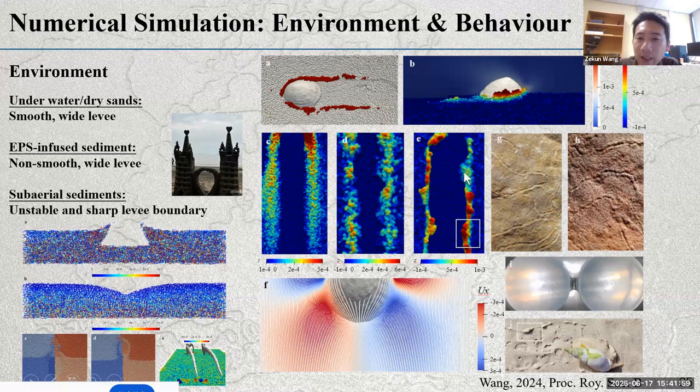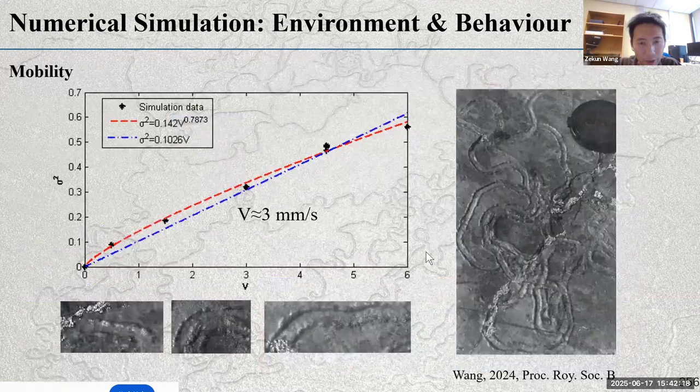But if it is formed in a subaerial environment on wet sands, as you can see, there is a very sharp, even concave morphology of these levees, and it has high relief. So we can test the environments and test, for example, the moving speed of the trace makers, or different depths, and see how they affect the results. And with these results, we can do some analysis. For example, we can establish a scaling law between the variance of the levee width and the moving speed, and make some predictions about the trace makers.